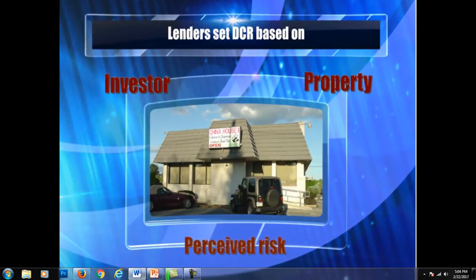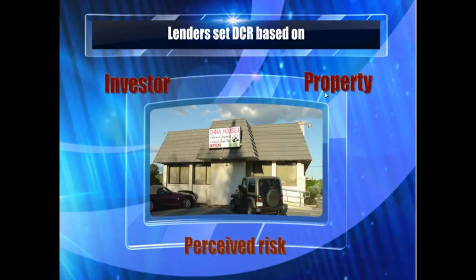So your bank or lender is going to set a DCR, or a ratio, based on the investor, how strong the investor is, on the type of property, how less risky or risky that property is, and the lender's perceived risk. A lender may require only a DCR of 1.1, or 10% greater, net operating income greater than the debt service, or they might require 1.2 or 1.4, depending on the risks. The lender wants to make sure that the property can sustain its debt all by itself, whether or not the owner continues to own the property.